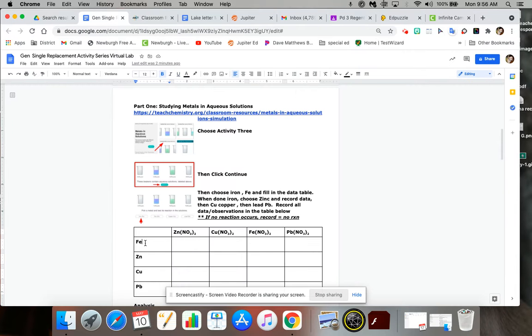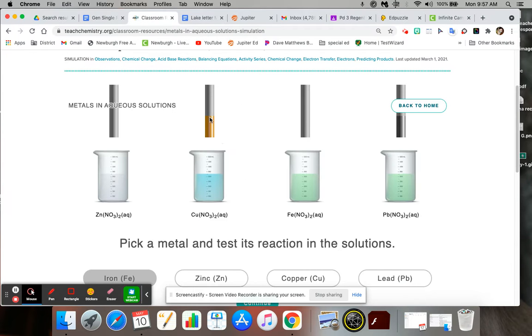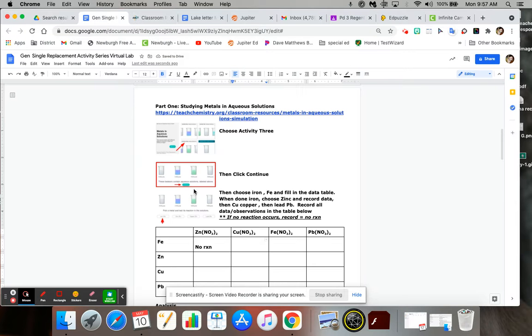Let's go back to our lab and record our data. Iron, Fe is iron. And in the first one, we had no reaction. And in the second case, we can see that it turned copper colored. Copper color change. And then we had no reaction. And then we had a dark gray color change.